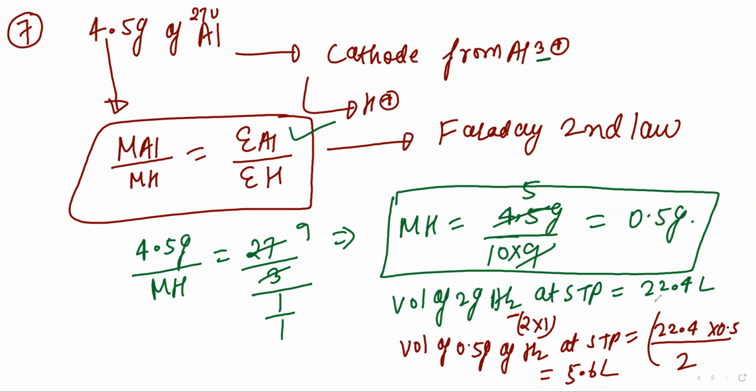Understood? So we have used the unitary method. So 22.4 divided by 2 for 1 gram. And for 0.5 gram, it will be multiplied with that. So this will be the answer in liter and this will be the answer in gram of hydrogen.